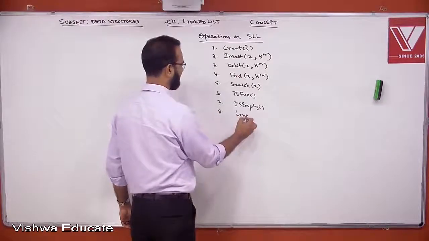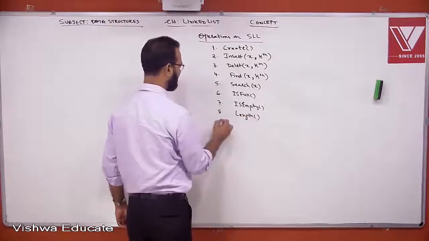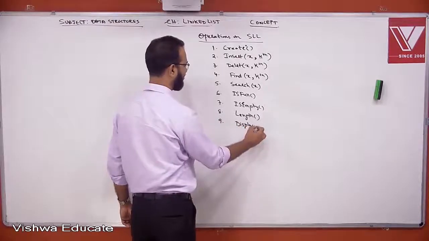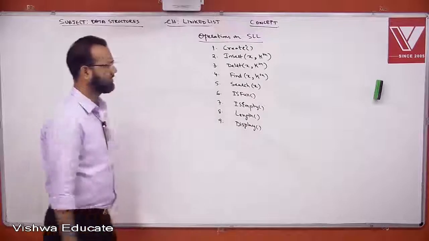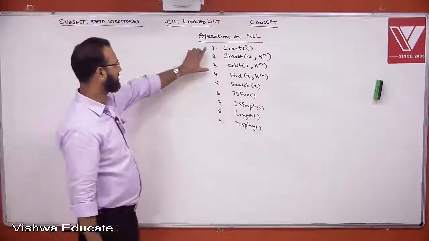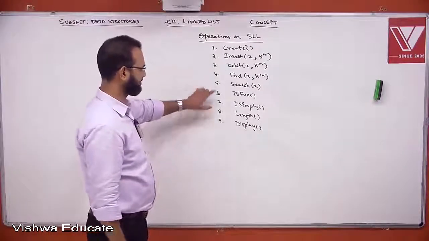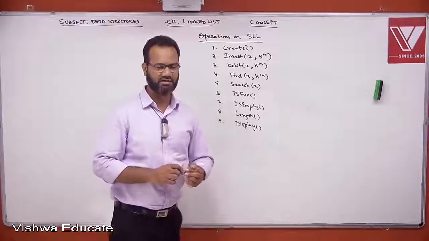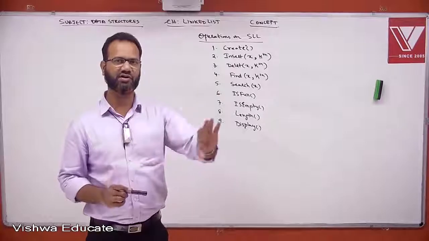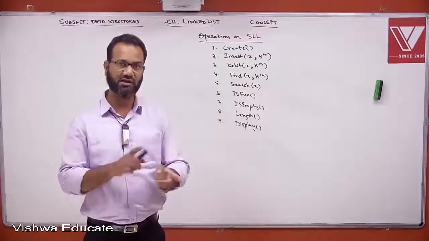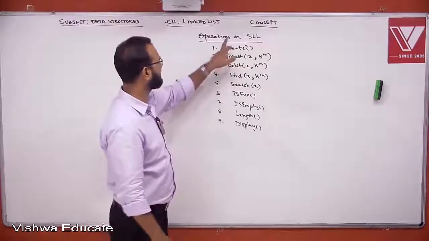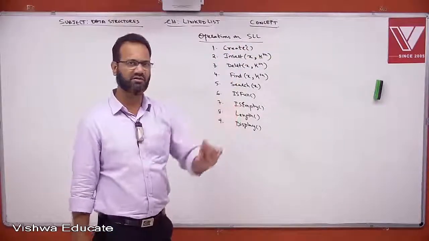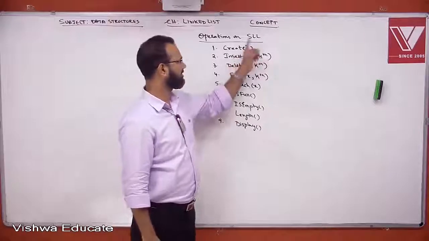Length, finding the total number of elements in the list, and displaying are the usual operations we carry out on a linear list. Same thing can be applied for a linked list also. There is a difference between linked list and linear list. A linear list is just a collection of data elements, not connected together, whereas a linked list is a collection of nodes connected together with the help of one pointer variable.